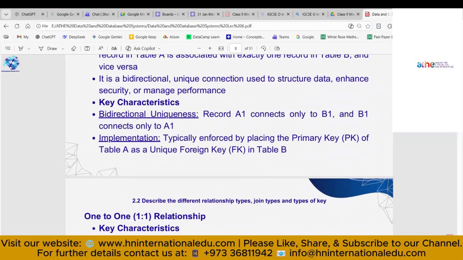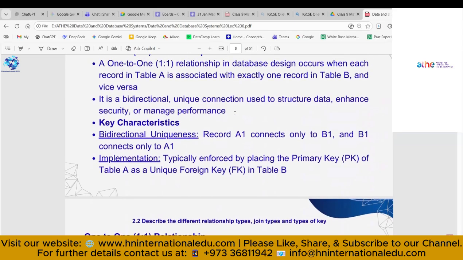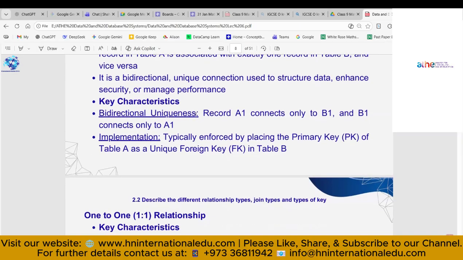So its key characteristics are, first one is bidirectional uniqueness. So record A1 connects only to B1. That means the record A1 is in the table A and the record B1 is in the table B. So record A1 connects only to B1 and B1 connects only to A1. This is how it works. Then implementation, typically enforced by placing the primary key of table A as a unique foreign key in table B.